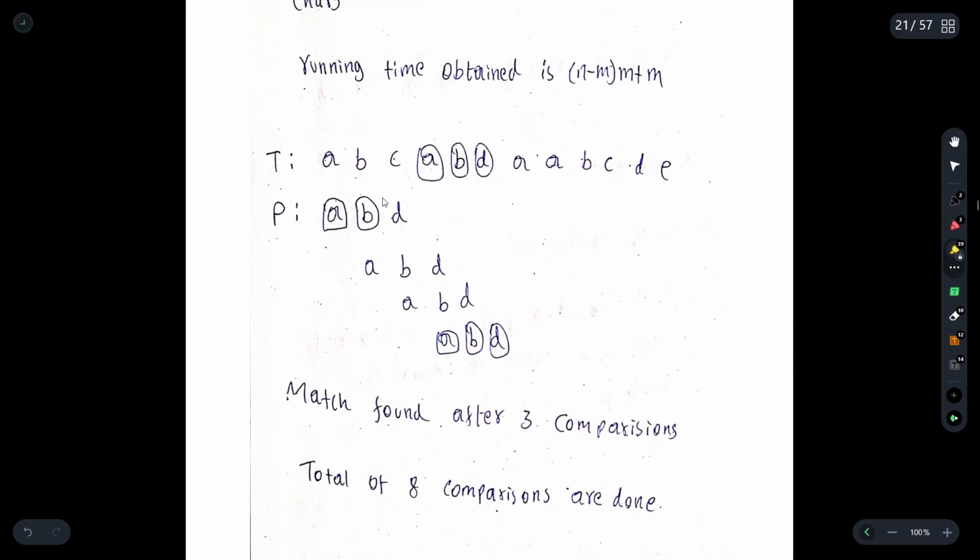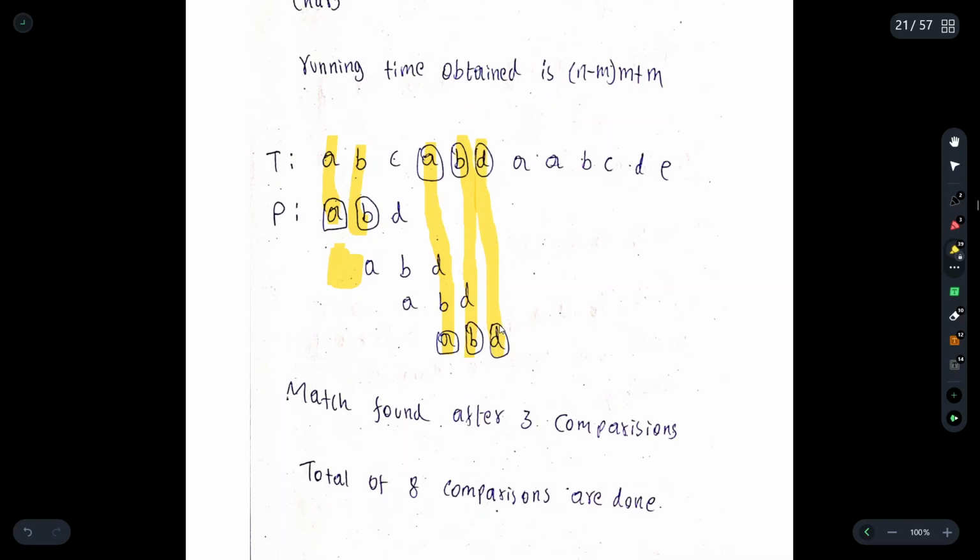Here we place A, B, D. Only A and B match, whereas D does not. So we increment the shift of P, and again it starts from here with A, B, D. Here it is not matching, so we increment again, A, B, D. Here also it is not matching, so we increment A, B, D. Now it is matching.